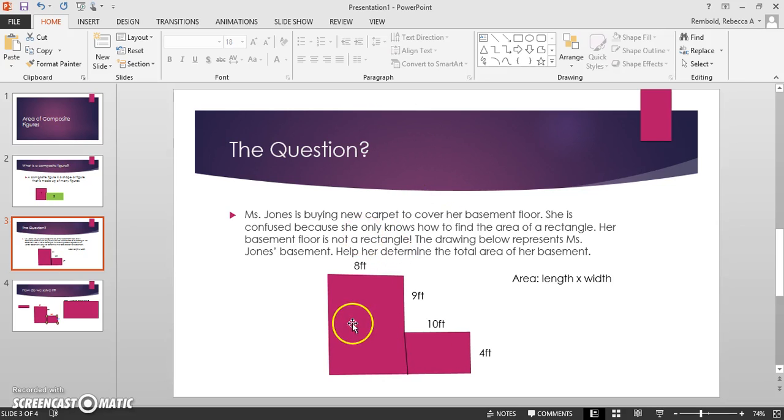As you can see, I took the liberty to already partition my shape. I partition my shape because it allows me to break my big shape up into smaller boxes so that it's easier to find the area. Because we know the area to be area equals length times width. So in order to do that, we need a box that has a length and a width.